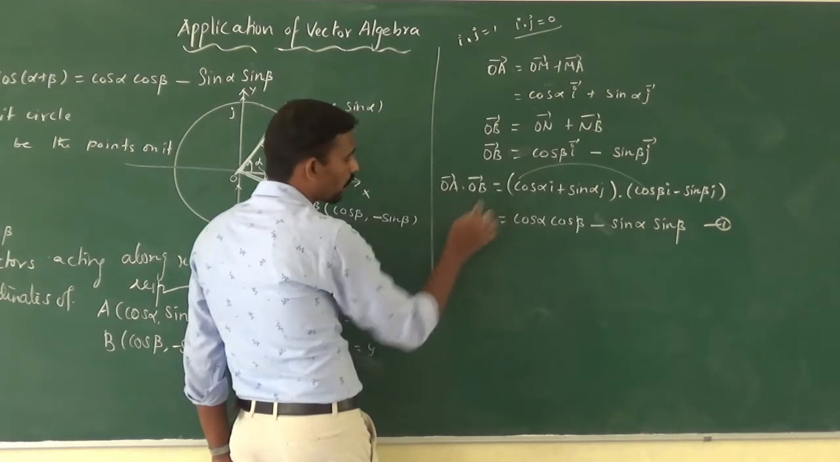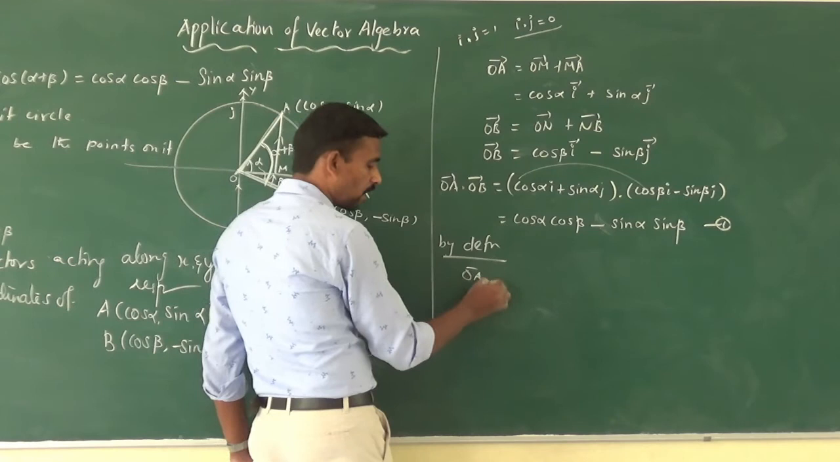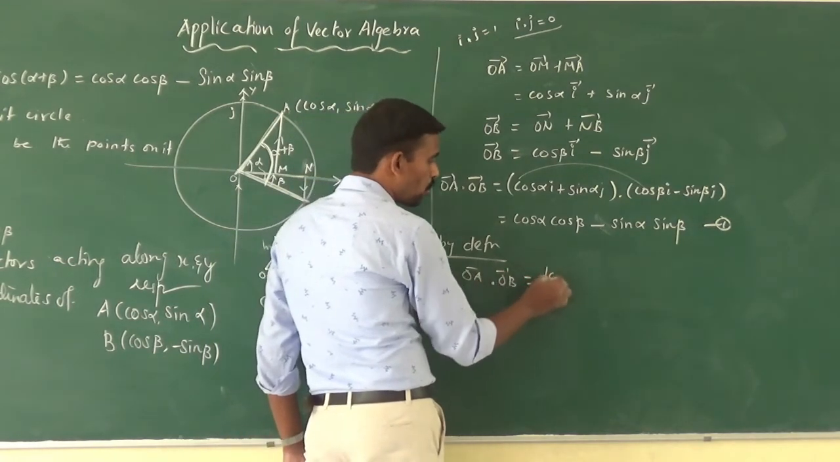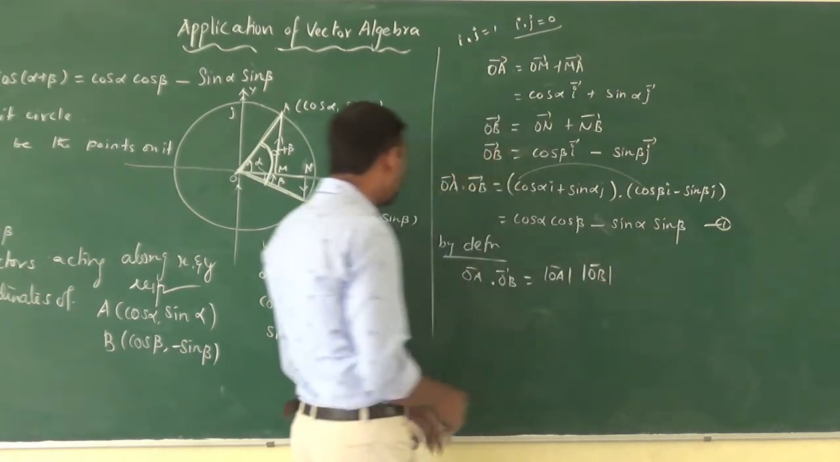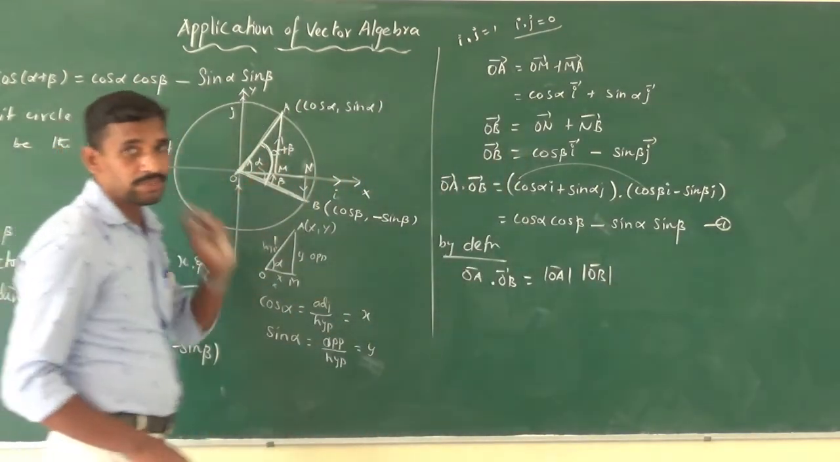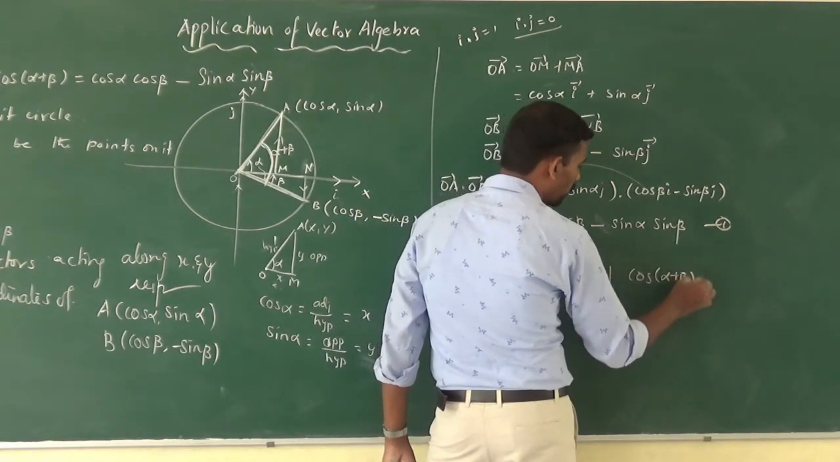So this is OA vector and OB vector. Now by definition, OA vector dot OB vector is equal to magnitude of OA vector times magnitude of OB vector times cos of the angle between them. The angle between OA and OB is nothing but alpha plus beta. So this is the dot product, so we are using cos of alpha plus beta.